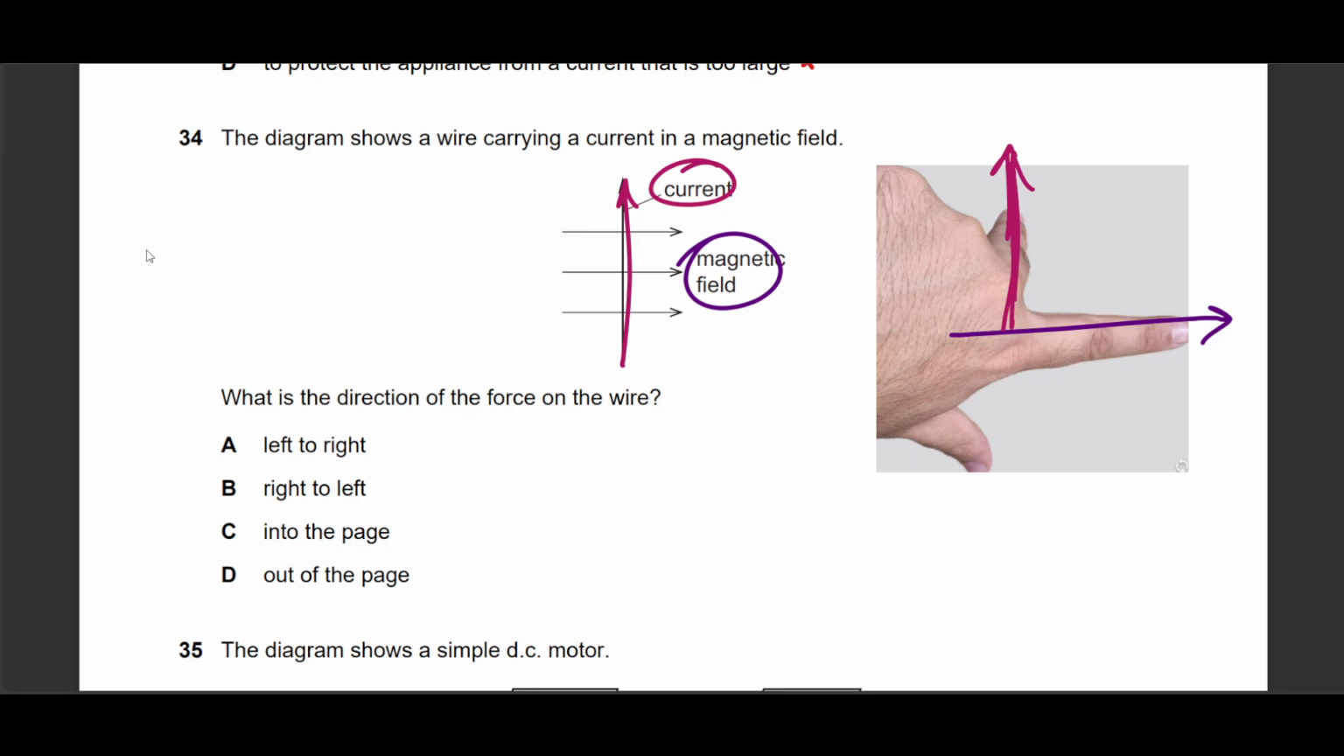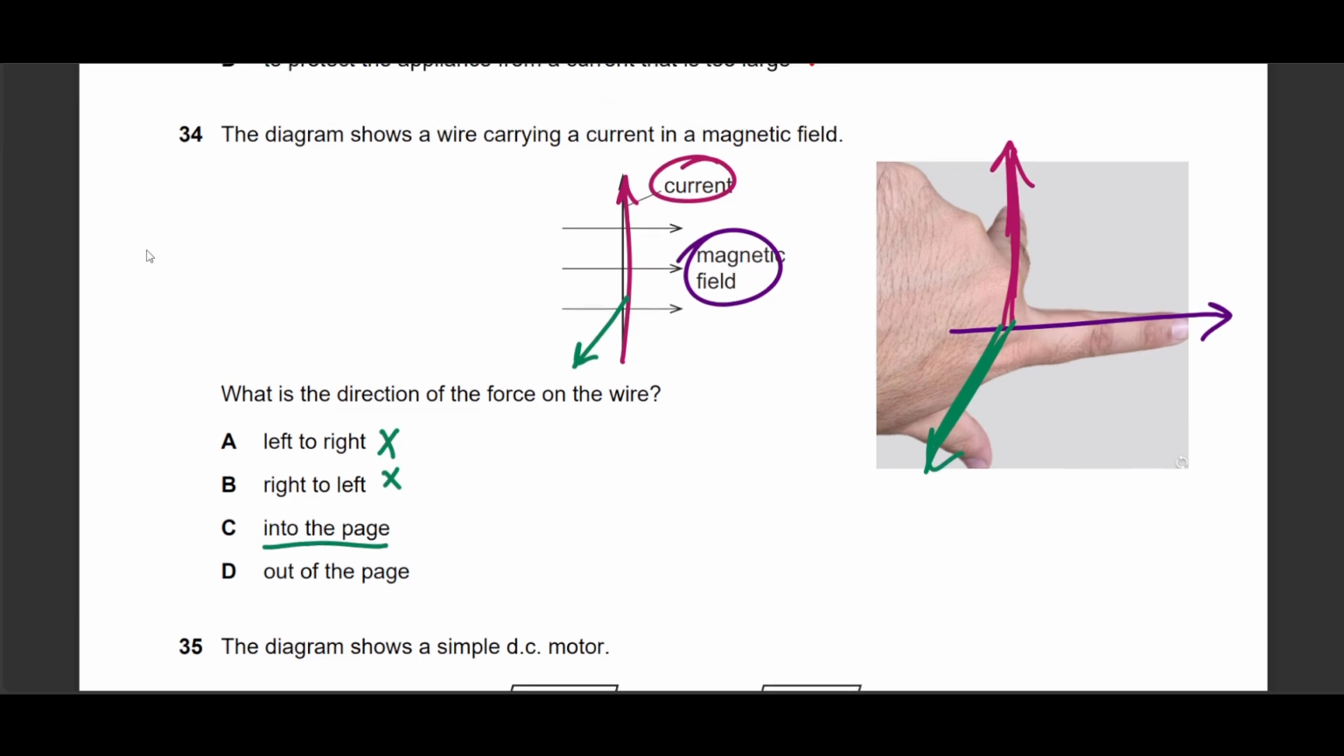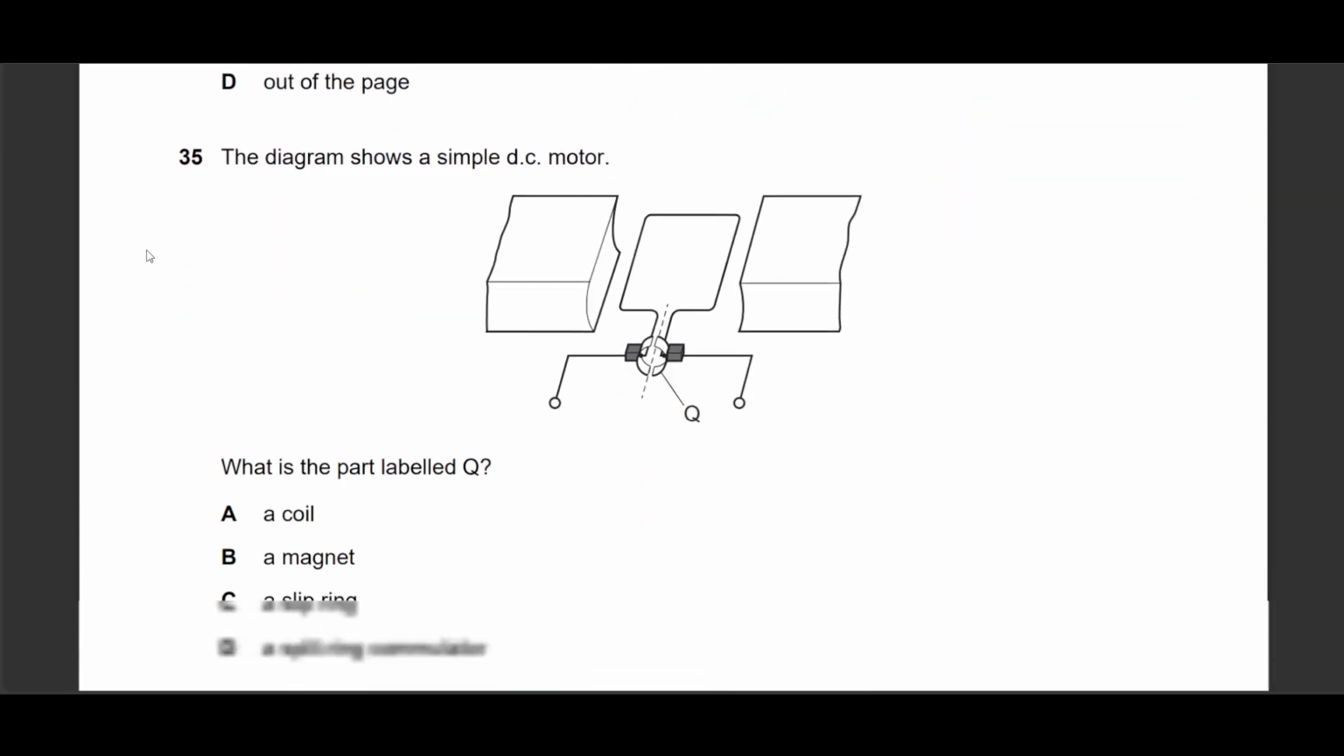For the second finger. Once you've done that, you will realize that the thumb automatically opens in the downwards direction, right? Which means that the force on the conductor is actually downwards, which is not to the left and not to the right. In 3 dimensions, it is going to be pushed downwards, which is into the page. So 34 is option C.